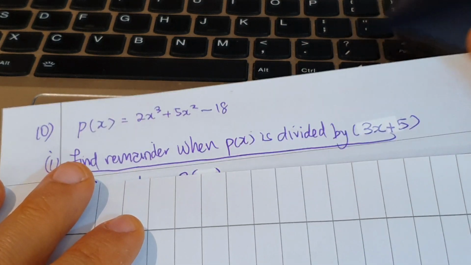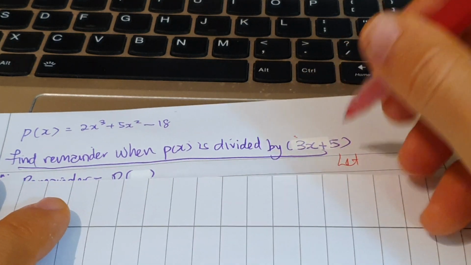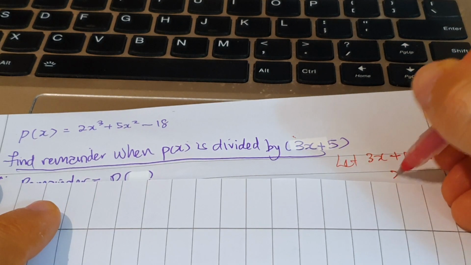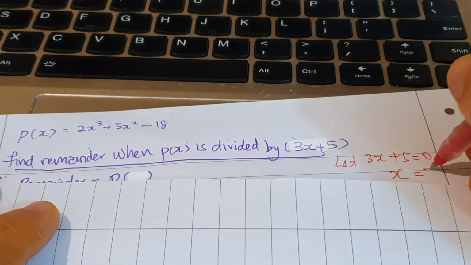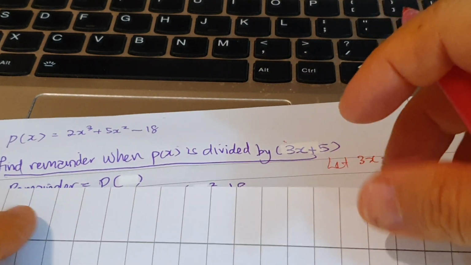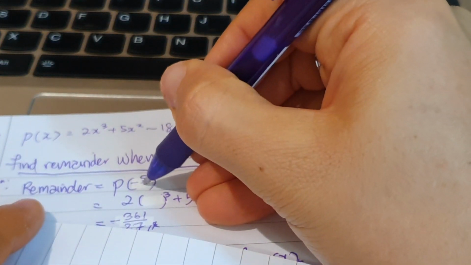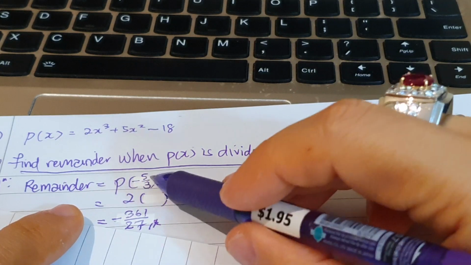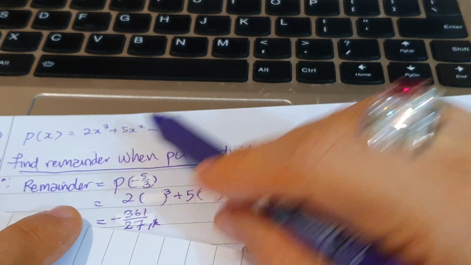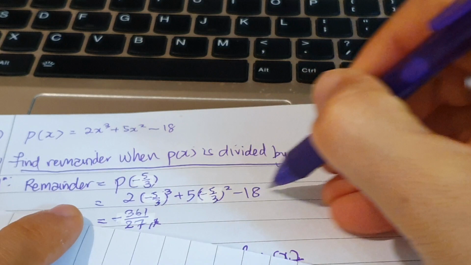What you need to do to find the remainder is you let this that you're dividing be equal to 0. And from here, you can find your x. So you minus 5 both sides, you get minus 5 here. Divide by 3 both sides, you get minus 5 over 3. So what you need to do is you sub in minus 5 over 3 here. This shows that you are subbing this minus 5 over 3 into this function called p and replace all the x with minus 5 over 3, alright?